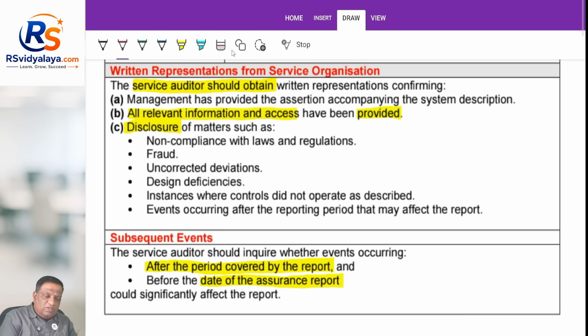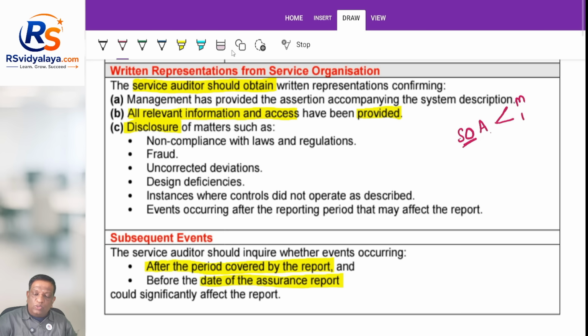Now, written representations. Who is obtaining from whom? The service organization's auditor, so I am calling it SOA, is obtaining it from the management or those charged with governance of the service organization. So, that is what it is. And what should this representation letter contain? It should contain the following.